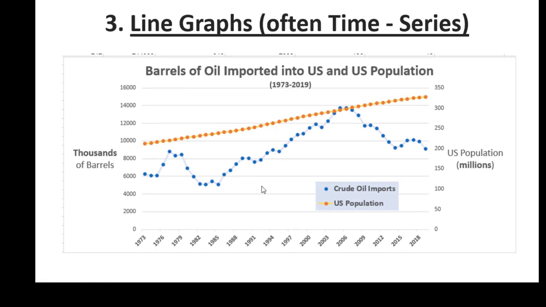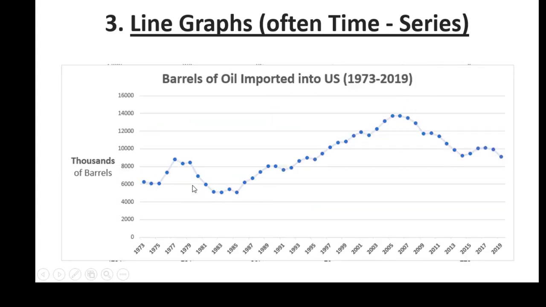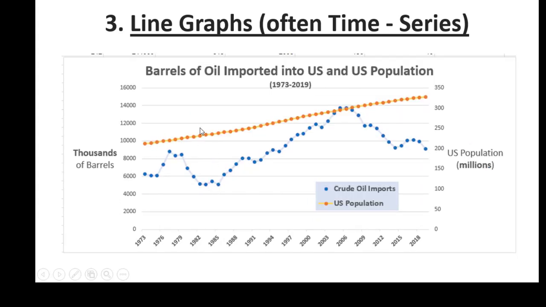A lot of times you can put a second axis on a line graph, actually on any graph you want. So what's interesting about this, as I took the exact same graph you had back here, but I added the U.S. population onto it over that same period of time.